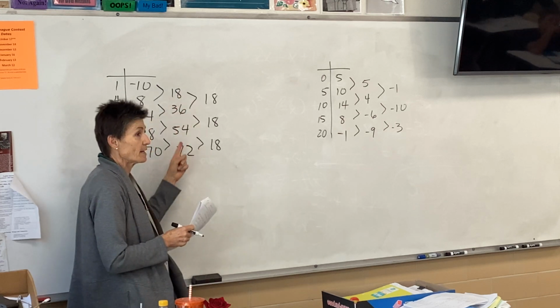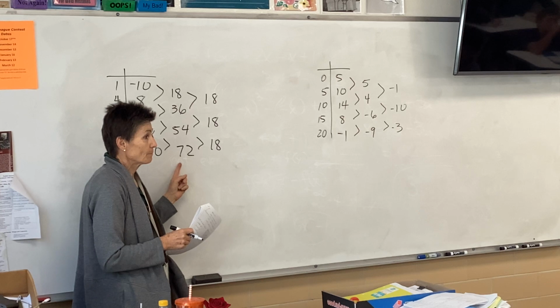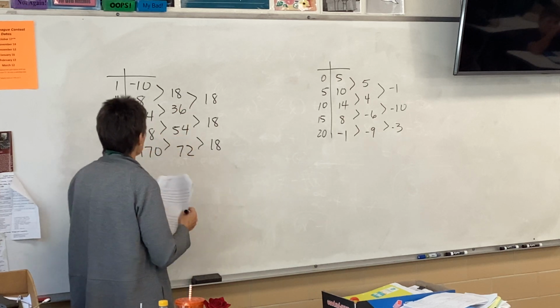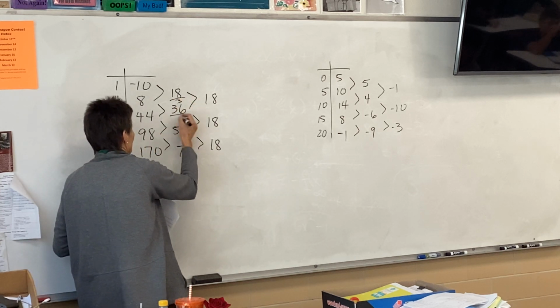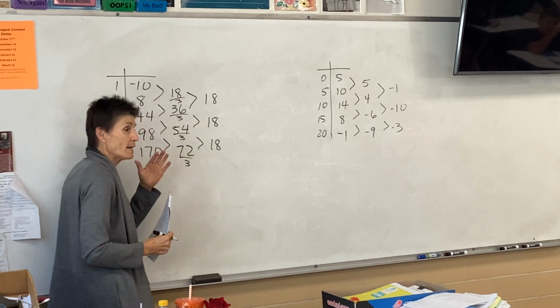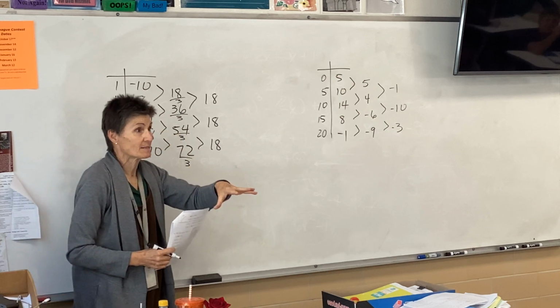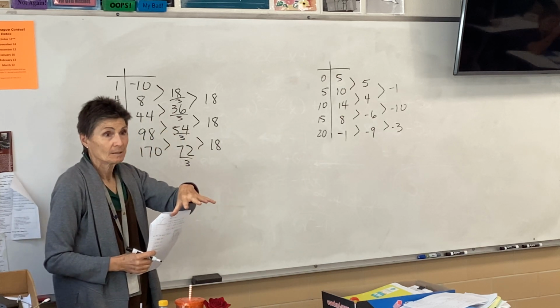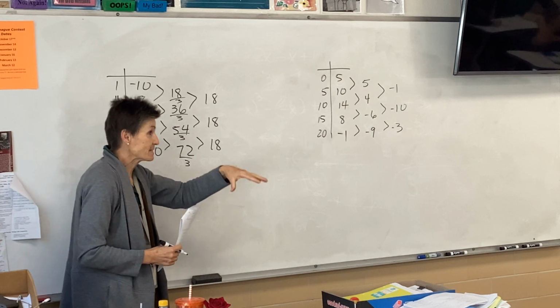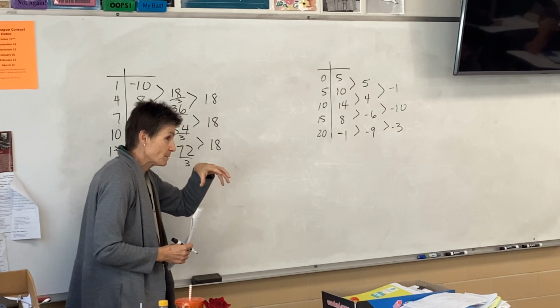Is it constant? Actually, that's not the rate of change. The rate of change would be those numbers over 3. Are these constant? Now wait, are these numbers all the same? That's what constant means. Are they all the same? No. If they were all the same, we wouldn't be quadratic, we would be linear.